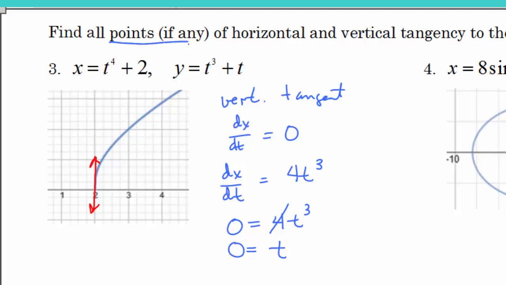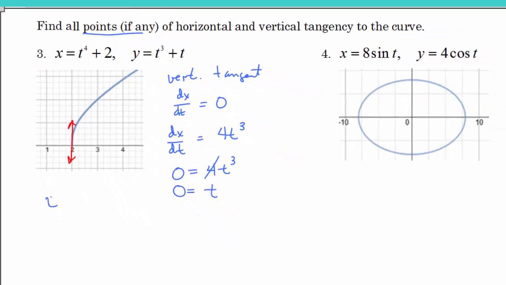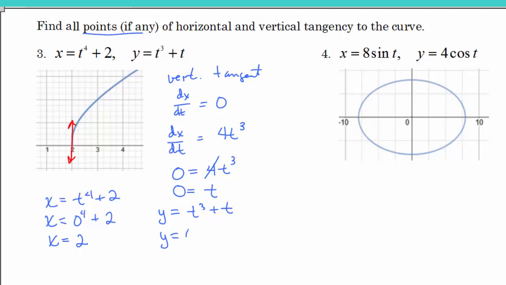I want to find the points. That implies an xy coordinate system. So if x is t to the 4th plus 2, x would be 0 to the 4th plus 2, so x is 2. And y is t cubed plus t, so that would be 0 plus 0, which is 0. So we would have a point of vertical tangency at the point (2, 0). And that certainly is confirmed by our graph.